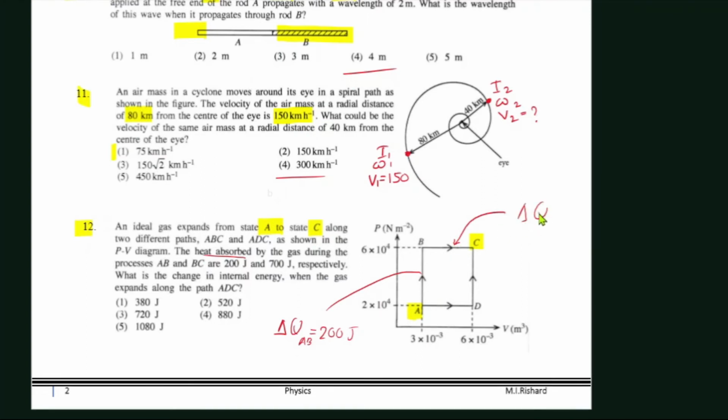So delta Q BC, heat absorbed, is plus 700 joules, respectively. What is the change in internal energy when the gas expands along ADC? What we need to find is, when the gas expands from A, D, and C, ADC, the change in internal energy. That means what we need to find is delta U AC.